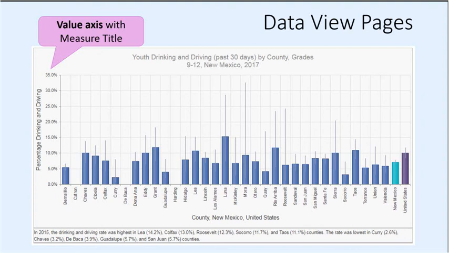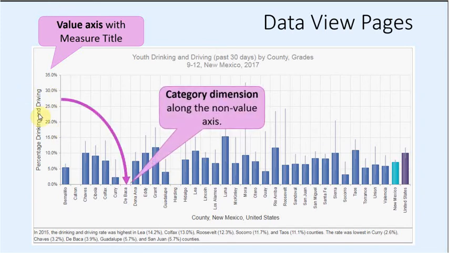So what are the category dimension values here? Well, our value axis is on the left. Our category axis is the other axis. The dimension values are counties. So you can see the dimension values along the bottom here. And then we come to New Mexico and United States. These are not counties, obviously, but we wanted those bars added to the chart. So we've added those category dimension values to our data view.